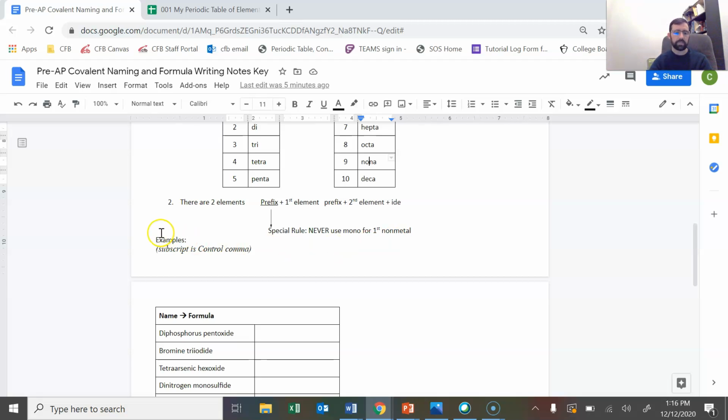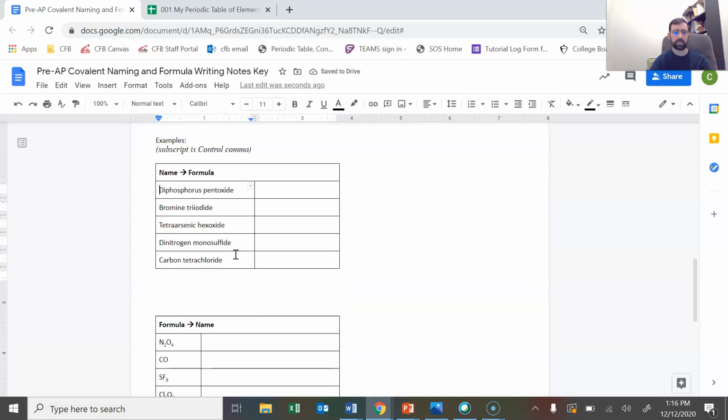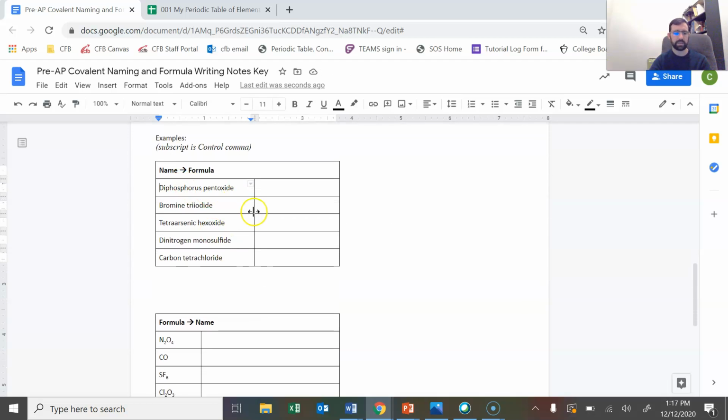Okay. We'll do some example problems down here. So go ahead and get started with that. Use control comma for the subscripts. Now we're going to do name to formula. Let's start with that, name to formula.